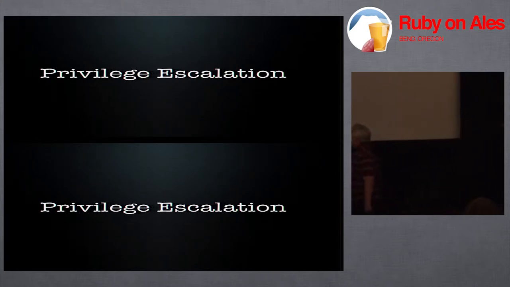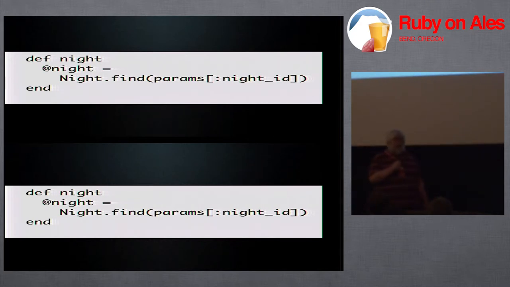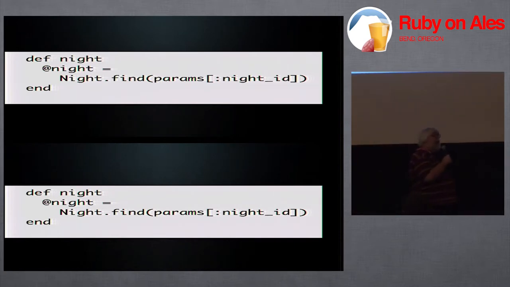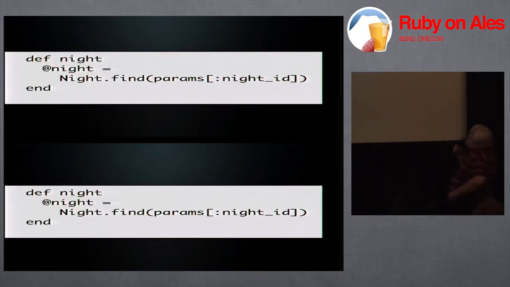Let's talk a little bit about privilege escalation. This is another thing that I'm prone to do in my code that I am learning to change. Here we have a find command where we're finding the nights that are attached to a particular user. Finding the nights based upon this night ID, and it should be restricted to the nights that a user is allowed to see. However, we're using params that comes from a form which comes from the browser, which is unsecure.